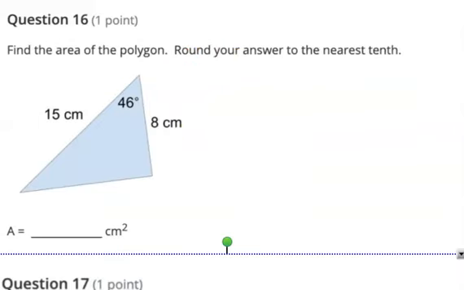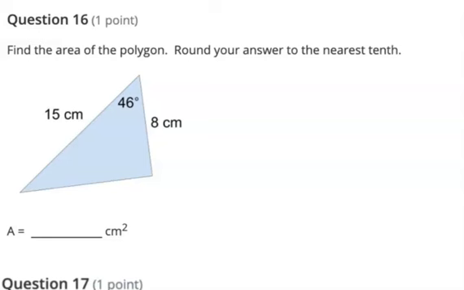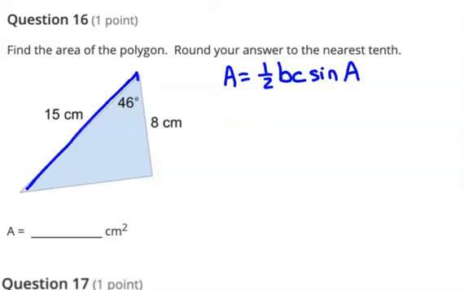Next, these have a special formula. So I have both of the triangle ones here on the same page. We have 1/2 BC times the sine of A. These are triangles where you don't know the height. So what we have is side, another side, and the angle in between for these.